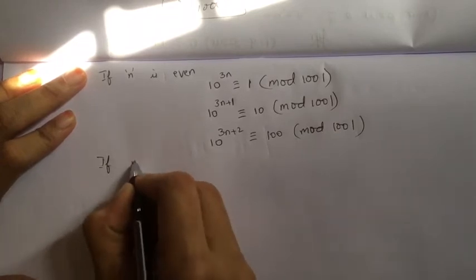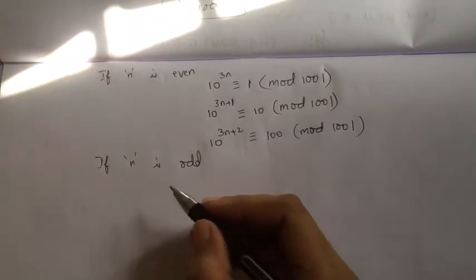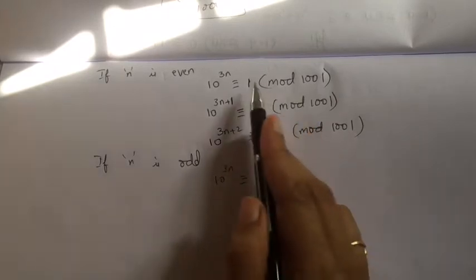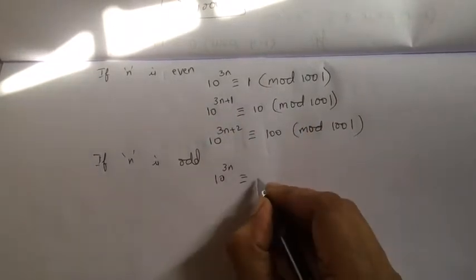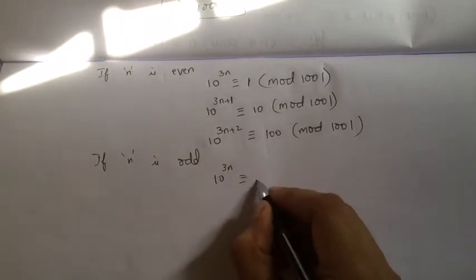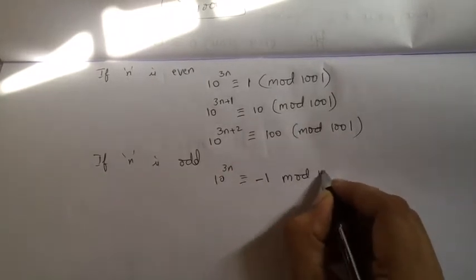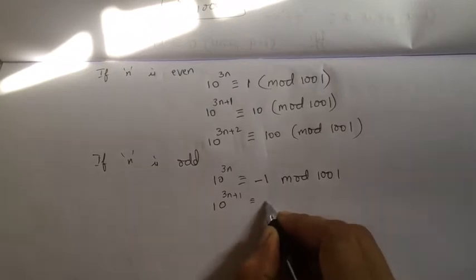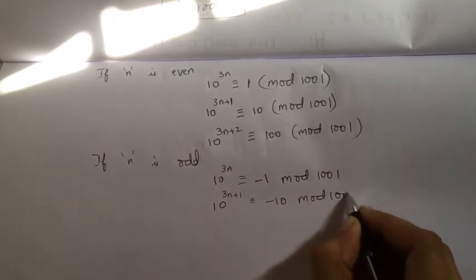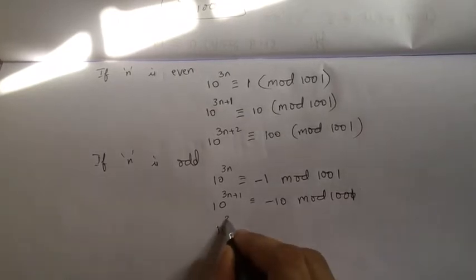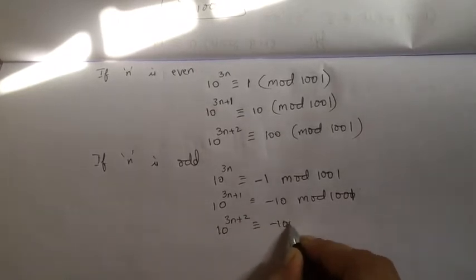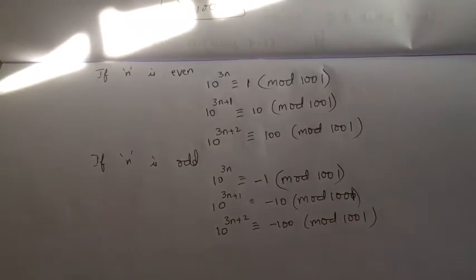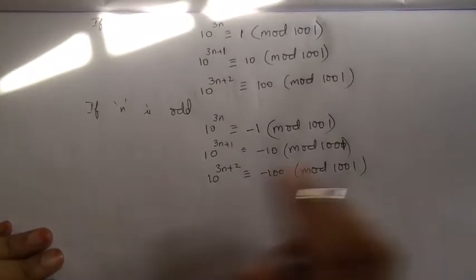Suppose n is odd, then 10 to the power 3n is congruent to a negative value. If n is odd, it is congruent to minus 1 mod 1001. Similarly, 10 to the power 3n plus 1 is congruent to minus 10 mod 1001, and 10 to the power 3n plus 2 is congruent to minus 100 mod 1001. Thus, I can say this n.